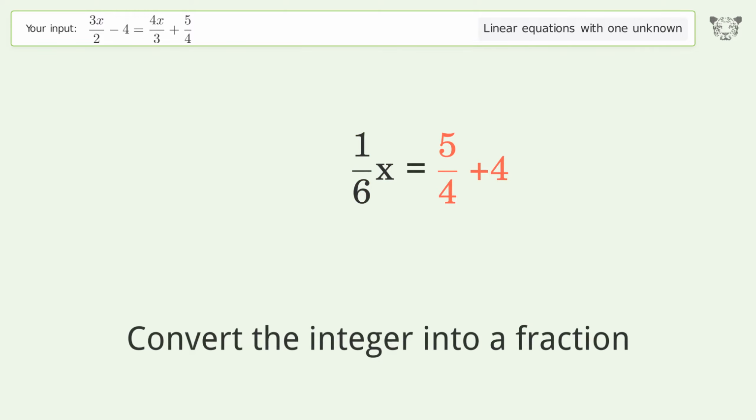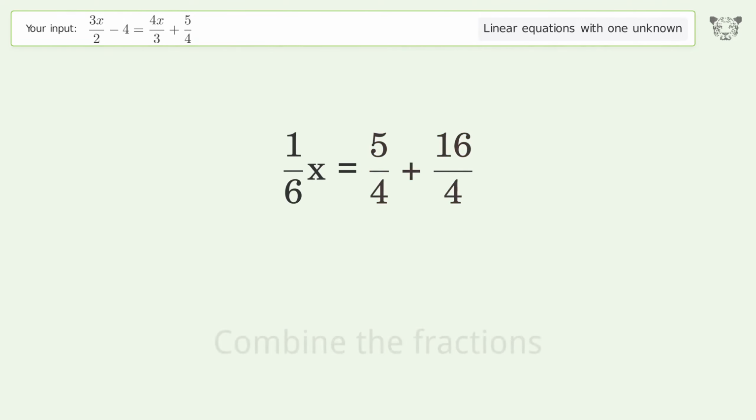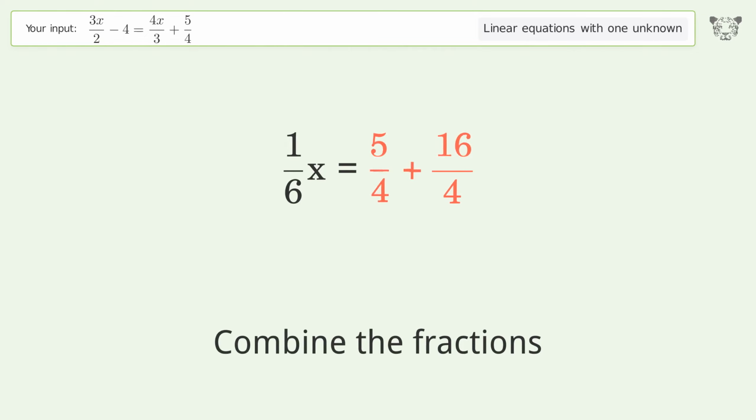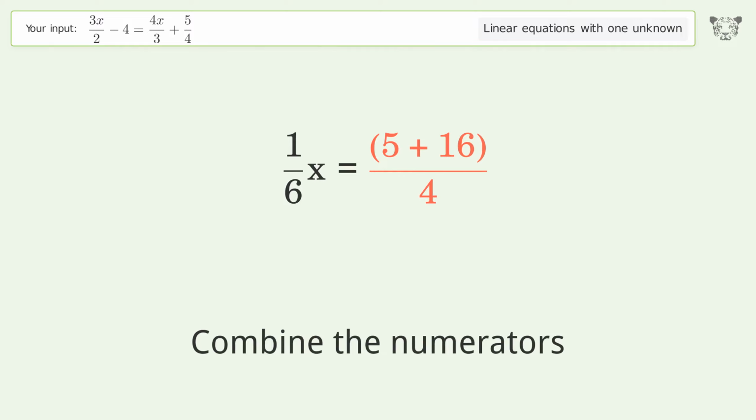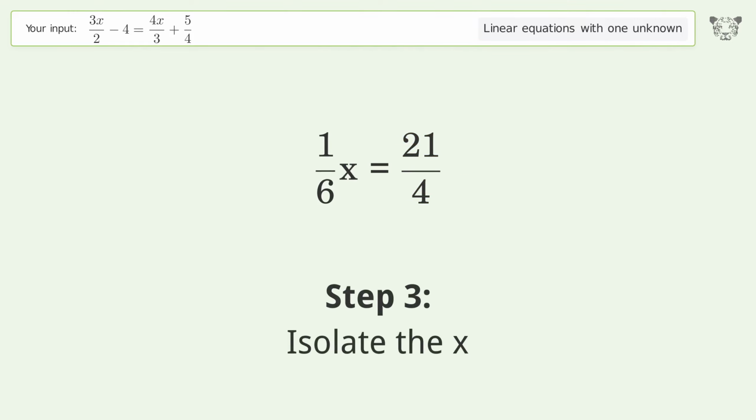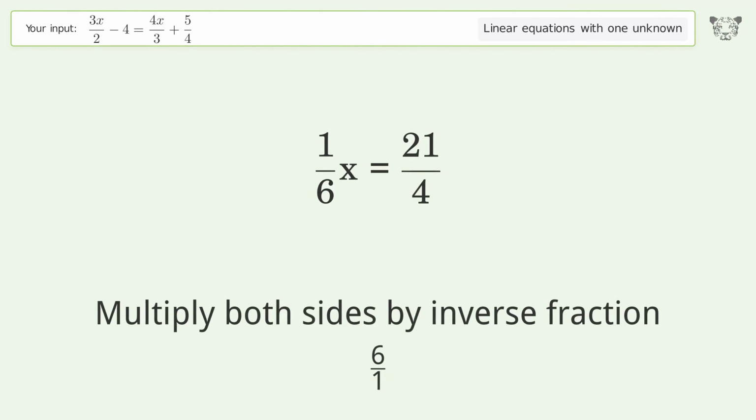Convert the integer into a fraction. Combine the fractions. Combine the numerators. Isolate the x. Multiply both sides by inverse fraction 6/1.